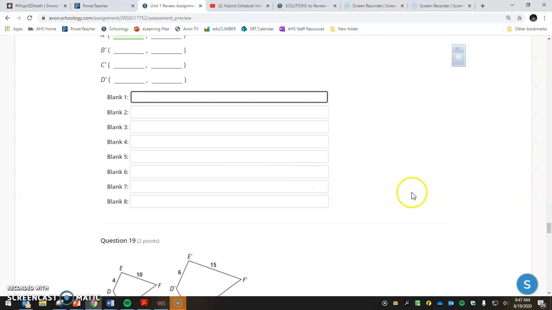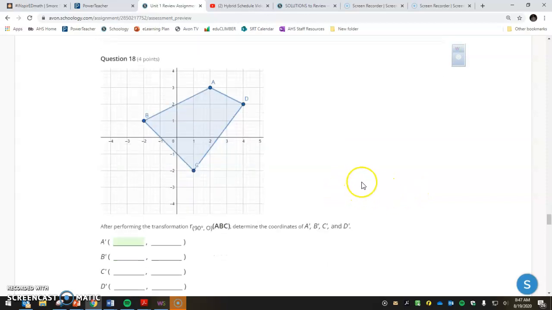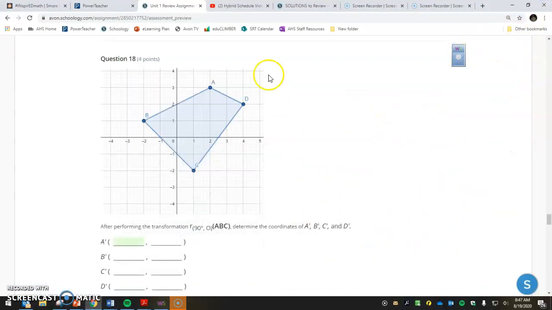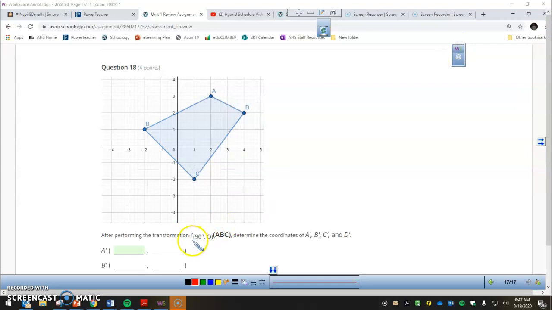All right, question 18. This is the last one for rotation. So again, we talked about 90 or 270 requires a little bit more work. That's what this problem is for. So we're doing a rotation of 90 degrees. So 90 degrees means one quadrant change. It also means that because it's a 90 or 270, we have to switch the numbers.